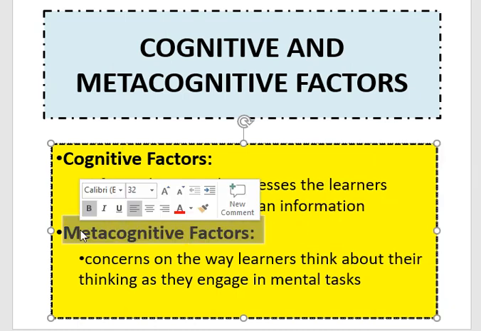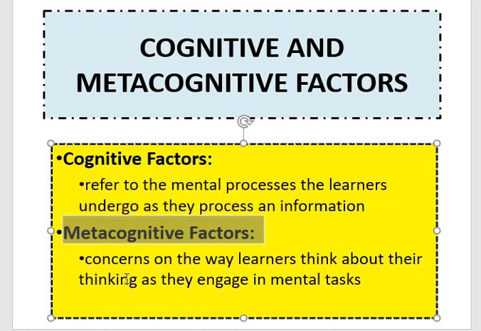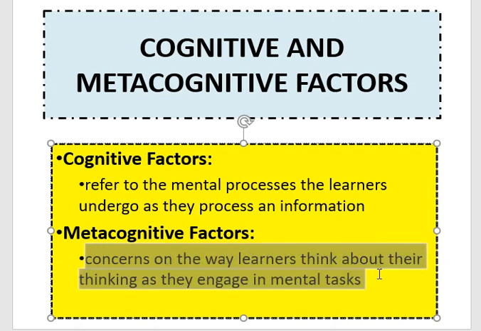Next one we have here, when we say metacognitive, one of the key phrases that would sum up metacognitive is thinking about thinking. So, thinking about thinking or metacognitive factors concerns the way learners think about their thinking. So, this is when you are thinking about how to think or how to learn, that is metacognitive. You are thinking how to learn something.